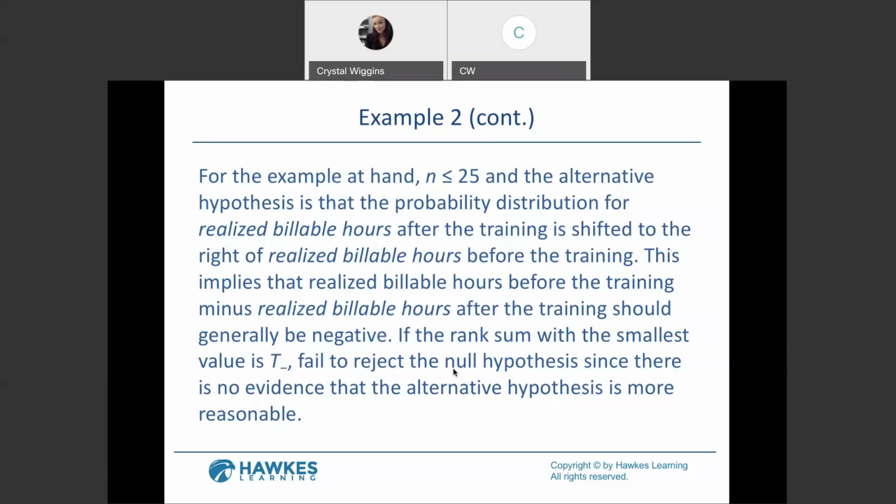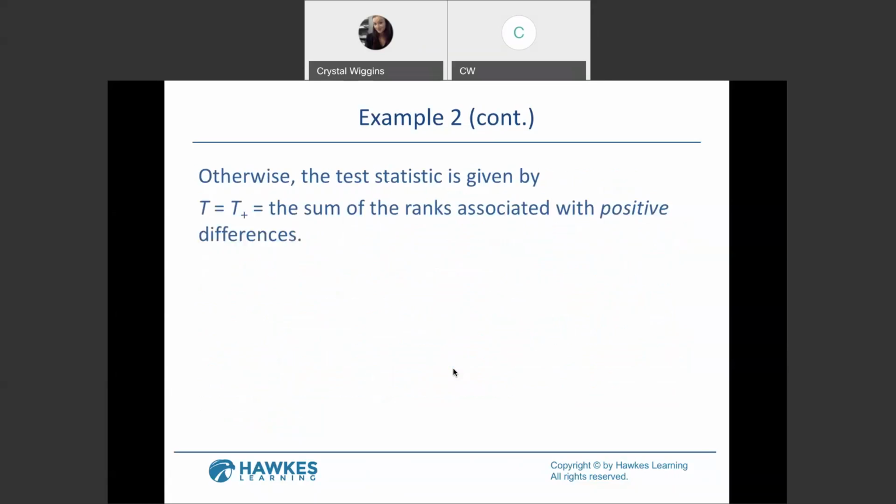So if the rank sum with the smallest value is the negative one, then we'll fail to reject the null hypothesis since there's no evidence that the alternative hypothesis is more reasonable. Otherwise, the test statistic is given by the positive sum of the ranks, which if you look at this one, our positive sum again was 4.5, our negative sum was 31.5. So it's looking fairly reasonable that this is following along what the claimed alternative hypothesis is.